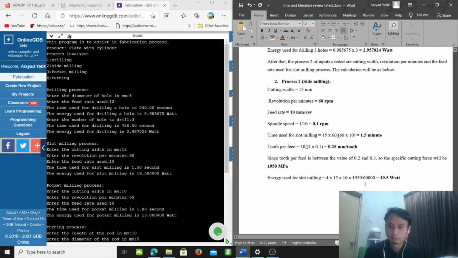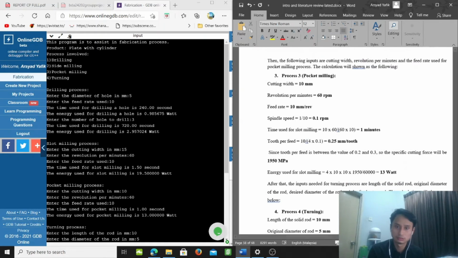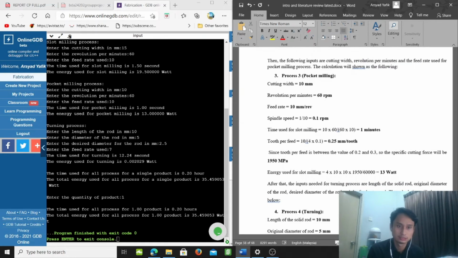So the energy used for milling is 4 times 15 times 10 times 1915 divided by 600,000. So we got 90.5 watt. So this is the process 2, side milling. The next one is process number 3, the pocket milling machine.